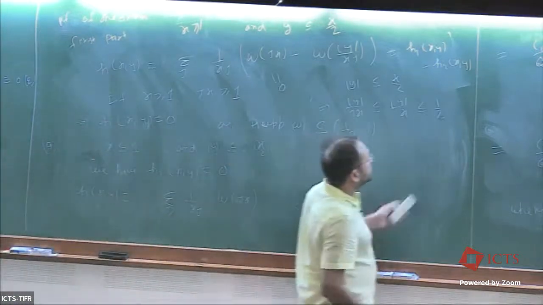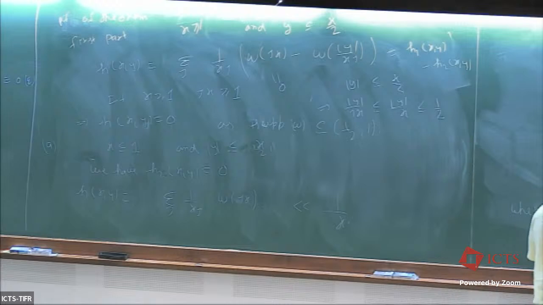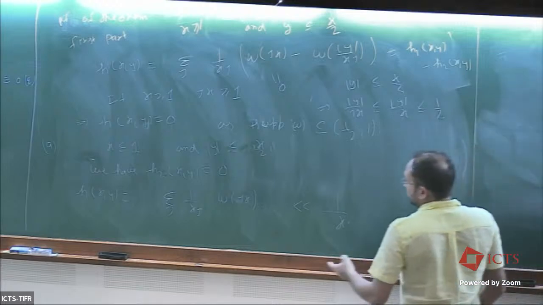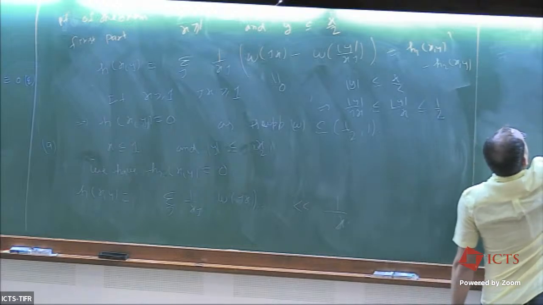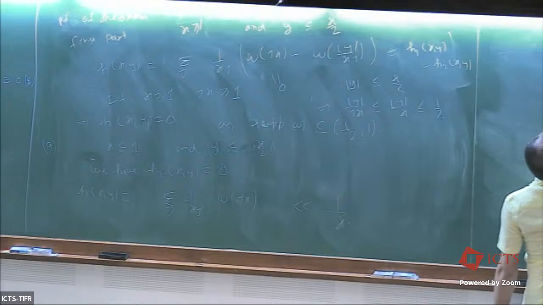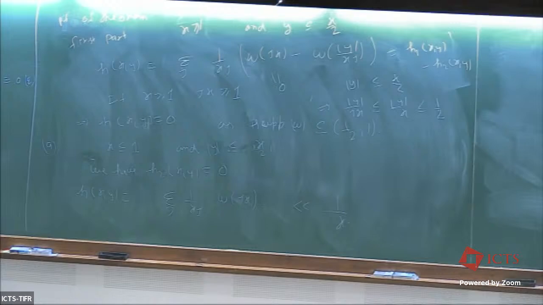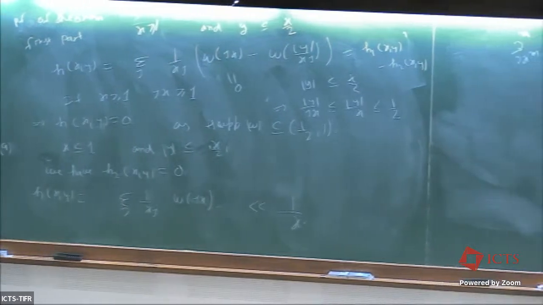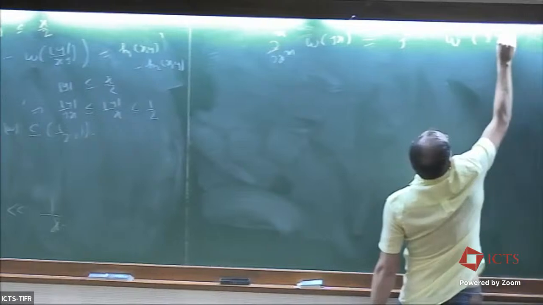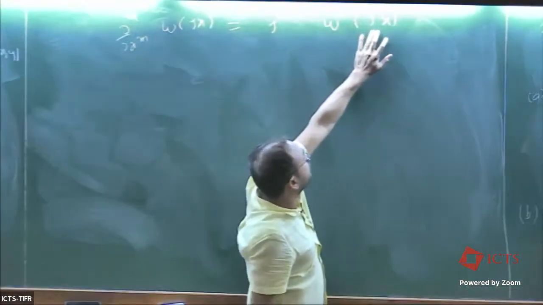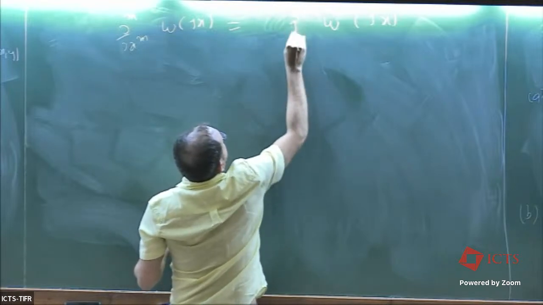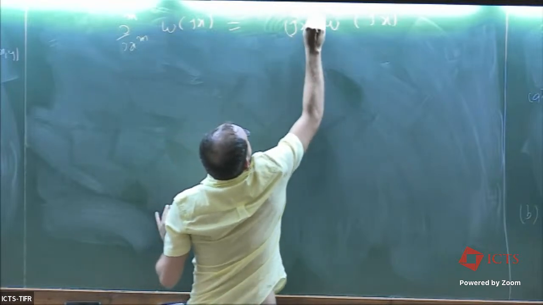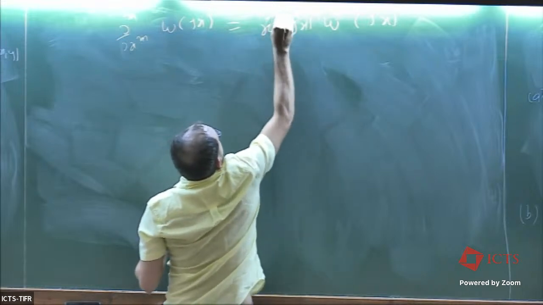And similarly, its derivative. What is the derivative with respect to x? Note that del to the power m by del x to the power m of w of jx is nothing but j to the power m times the mth derivative of w at the point jx. Now here the argument is jx, here it is x. What we do, we multiply by x to the power m and take x to the power minus m.